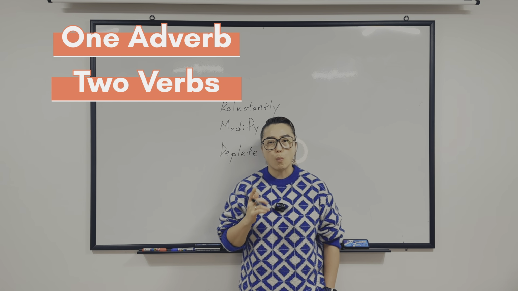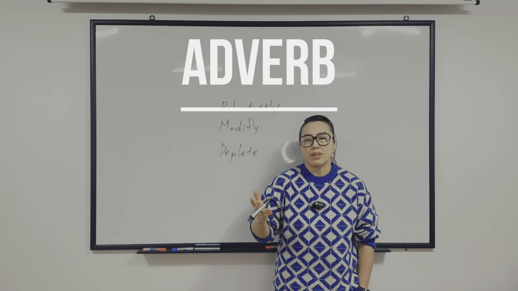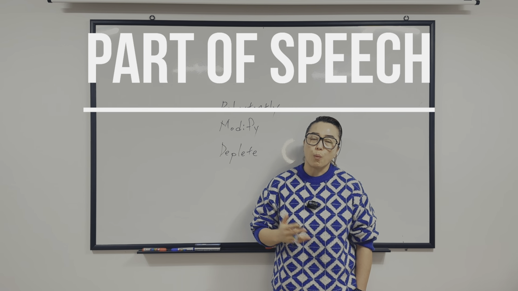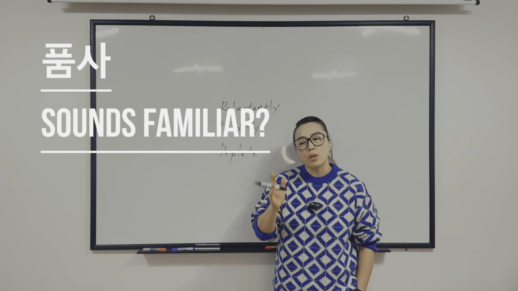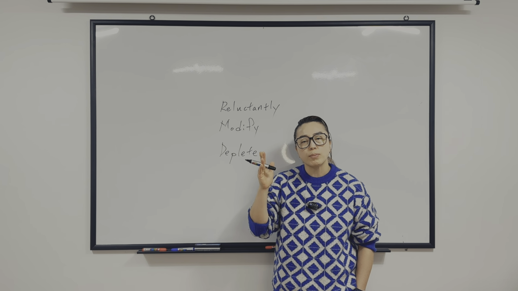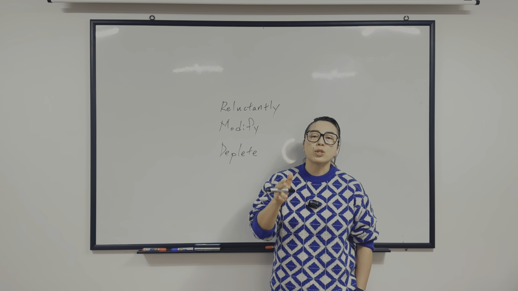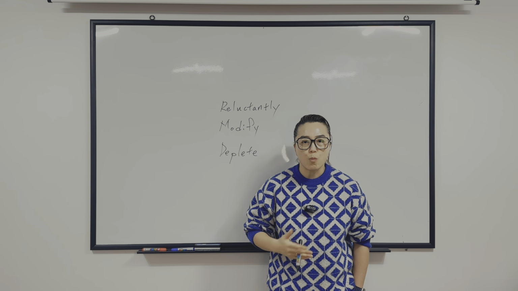I have brought one adverb and two verbs. Let's talk about this verb and adverb and adjective and noun. We call this the part of speech. Why do we need to know the part of speech? Because if you don't know the part of speech of the word you're using, you won't be able to know where to put it. For example, the adverb reluctantly.